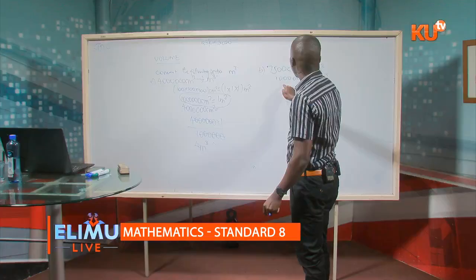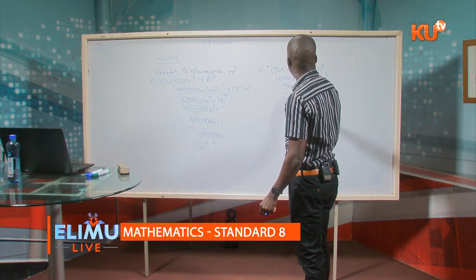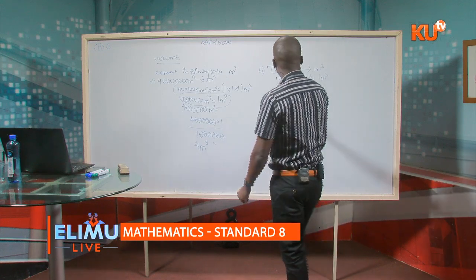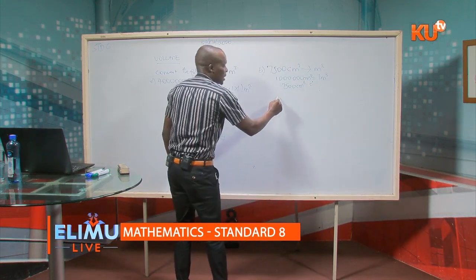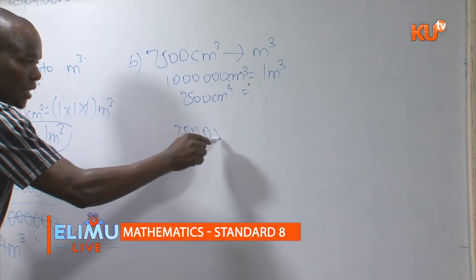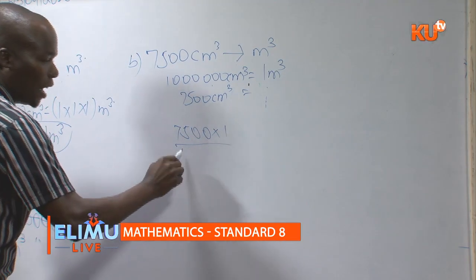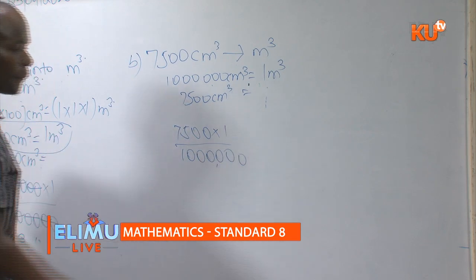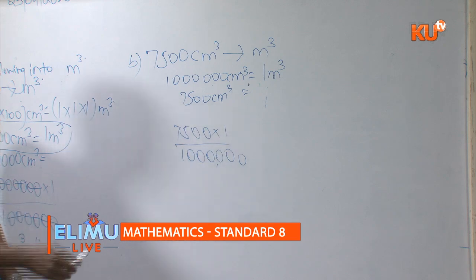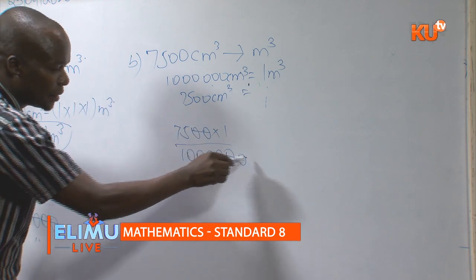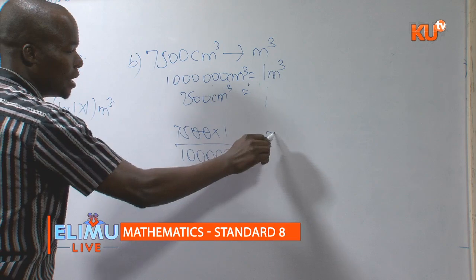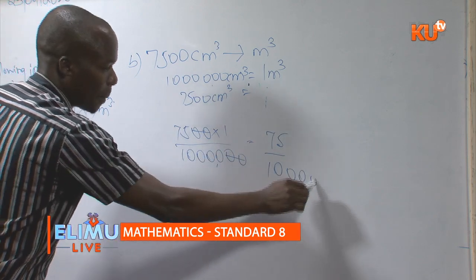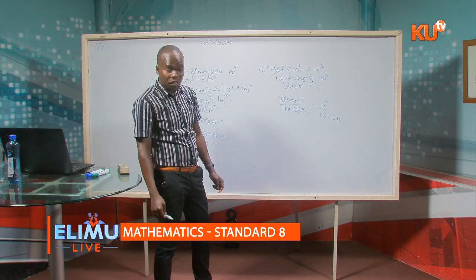What about now? We are given 7,500 cubic centimeters. Here, the same way you say that, 7,500 times 1 over 1 million. And then now, first, let the zeros cancel each other. So we now have 75 over 10,000. How is it done?